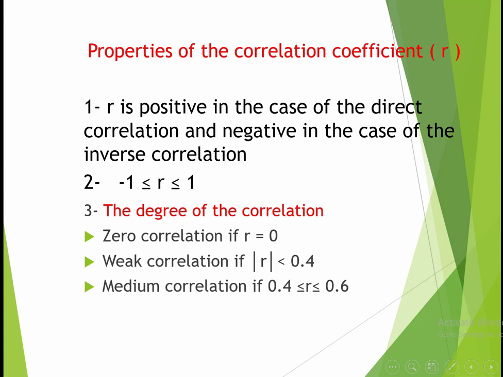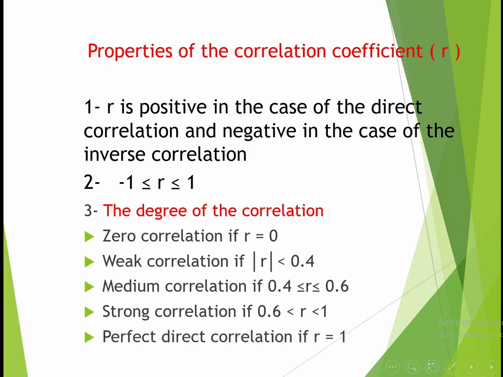Medium correlation if R lies between 0.4 and 0.6. Again, less than 0.4, weak correlation. Greater than or equal to 0.4 and up to 0.6, it's medium. But if R is greater than 0.6 and less than 1, strong correlation. Perfect direct correlation when R equals 1. Perfect inverse correlation when R equals negative 1.